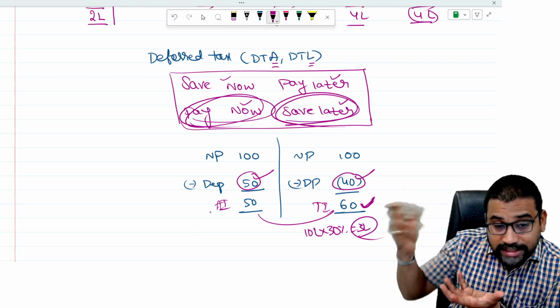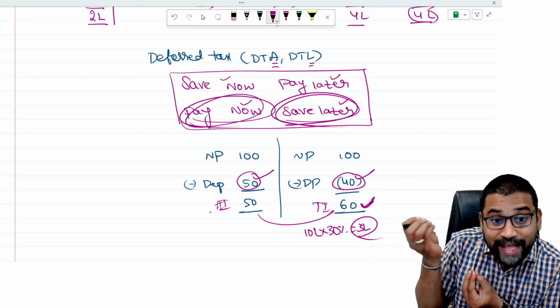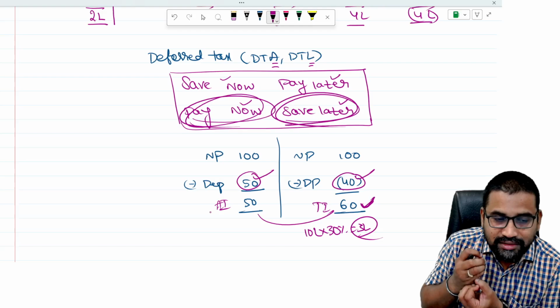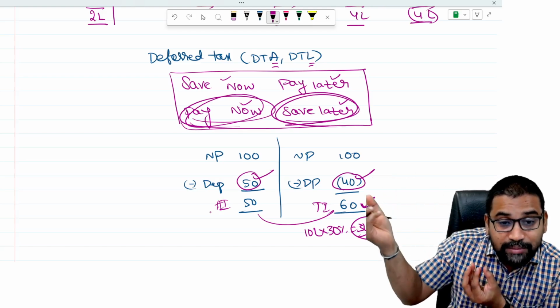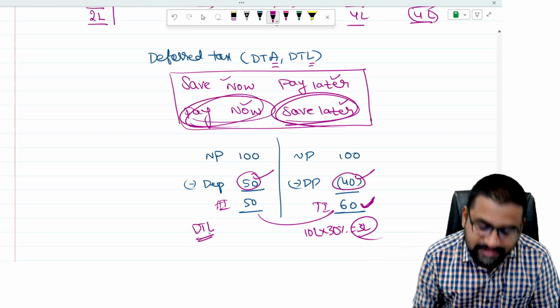In future, the effect of timing difference is in the form of tax savings. Suppose in future, the effect of timing difference results in tax liability. Then you recognize deferred tax liability.